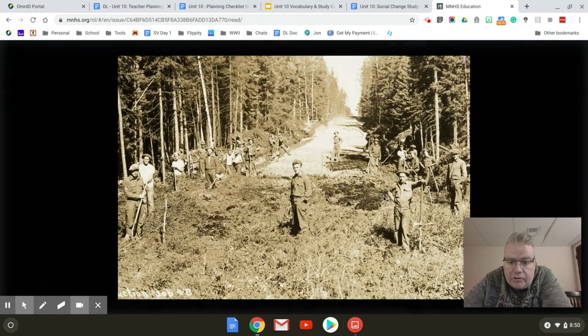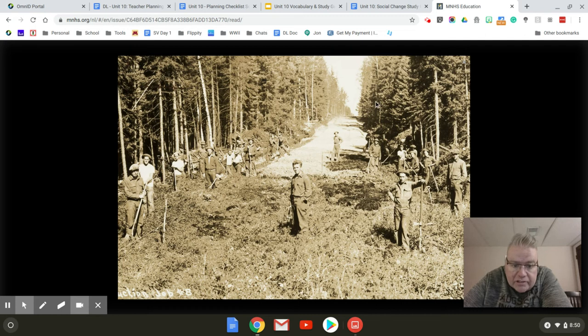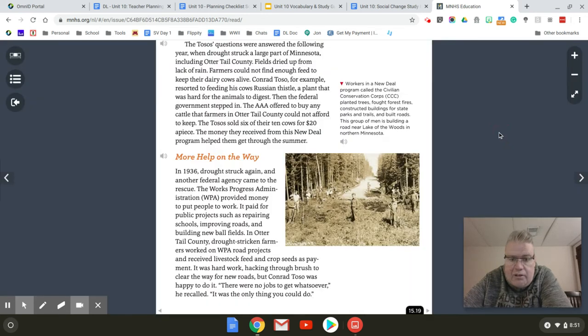Here's a picture of what they were doing, okay? You can see just hacking through the road to make room for a new road. Doesn't look like much fun at all. All right, so the WPA guys, they provided money to put people to work on public projects. So they would help repair schools. They would help build new bridges, new roads, new public buildings, things like that.